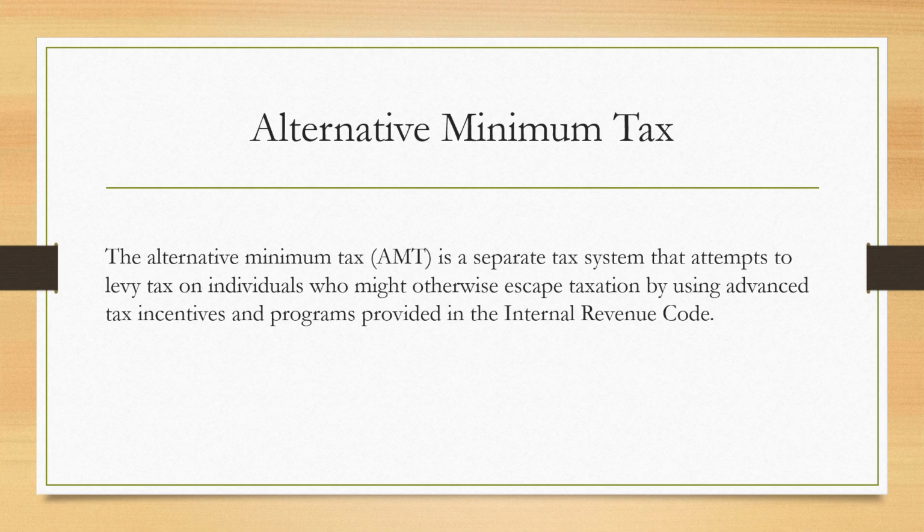What is the alternative minimum tax? It is an additional tax system in the United States designed to ensure that high income individuals pay their fair share of taxes. Basically, it ensures that those in higher tax brackets who might escape taxation by using tax incentives pay a certain minimum amount of income tax.